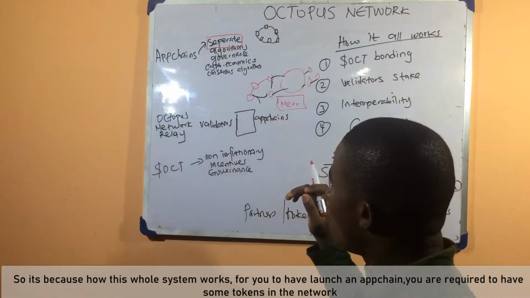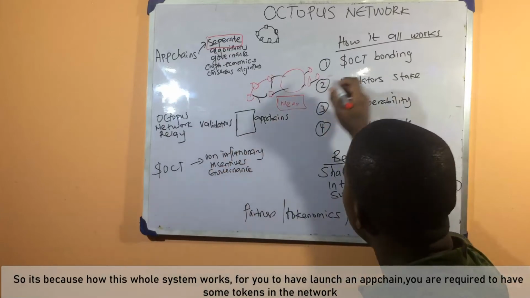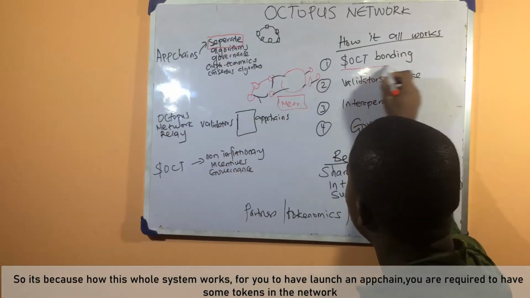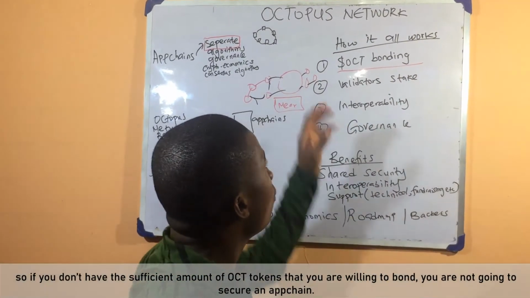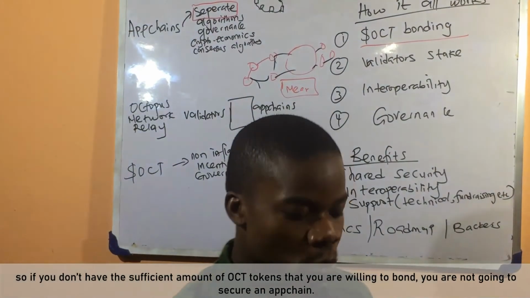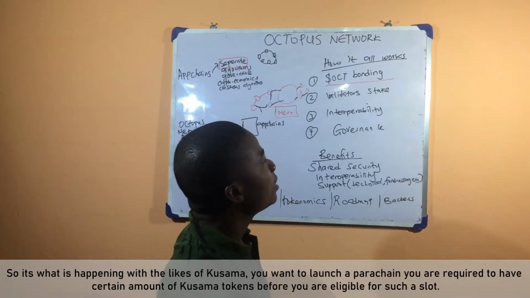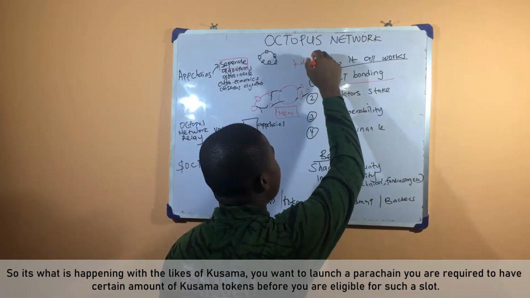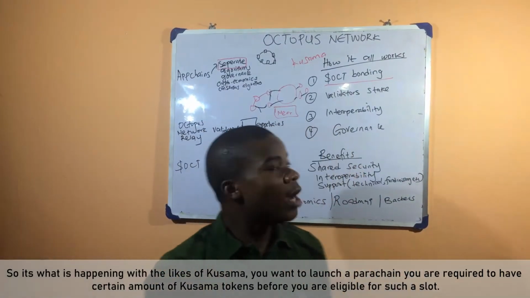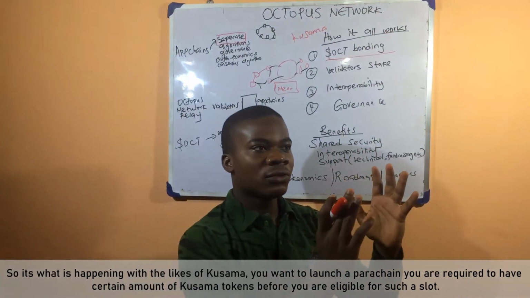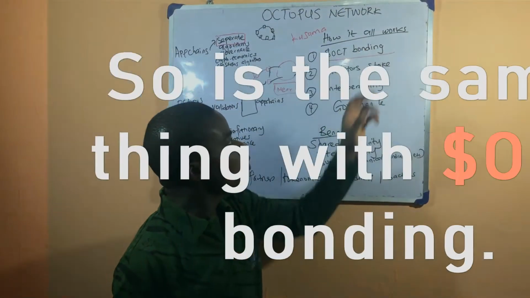Because of how this system works, for you to launch an Appchain, you are required to have some tokens in the network. If you don't have a sufficient amount of OCT tokens that you are willing to bond, we are not going to secure an Appchain. It's what is happening with the likes of Kusama. If you want to launch a parachain, you are required to have a certain amount of Kusama tokens before you are eligible. So it's the same thing with this OCT bonding.